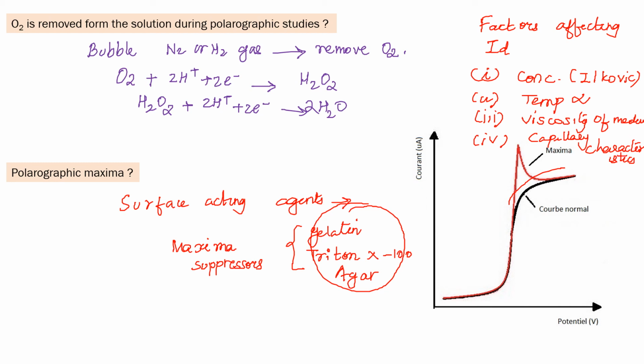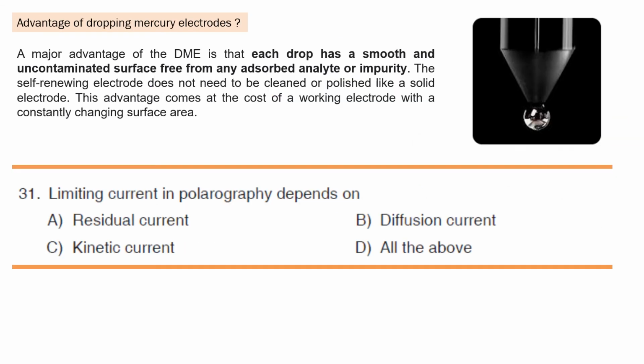So with that, we have come to the end of the discussion. Now we'll have the answer for the present question. But before looking at the answer, we'll have an important point regarding the dropping mercury electrode. What is the advantage of using the dropping mercury electrode? In most polarographic experiments, the polarizable electrode that we mainly make use of is the dropping mercury electrode. The major advantage of the DME is that each drop will have a smooth and uncontaminated surface free from any adsorbed analyte or impurity.